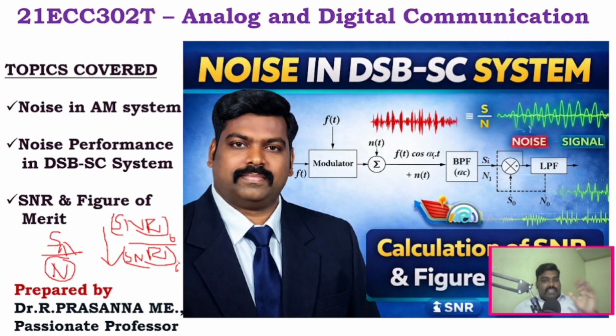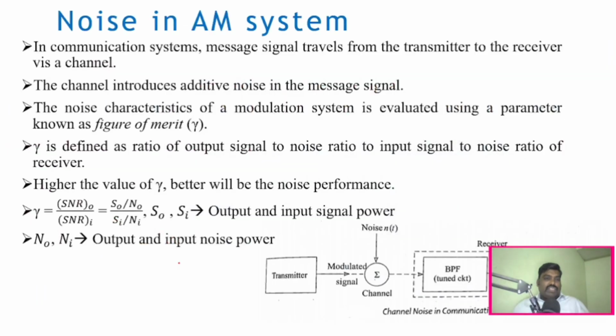So now we will see how the noise is affecting the AM system, and there are some important properties in AM system. We know that whenever we transmit any particular signal through a transmitter, obviously the signal which we transmit is a modulated signal, and that signal will be transmitted to the channel, right? And while transmitting the message signal through this channel, definitely noise will get added. Noise is getting added to the original message signal, so it can be called additive noise, right?